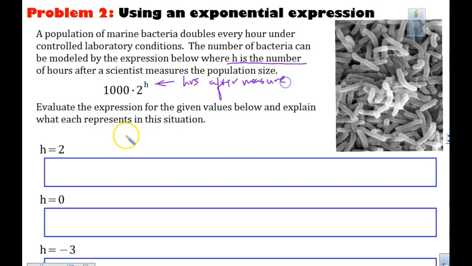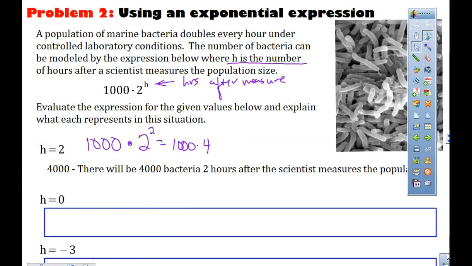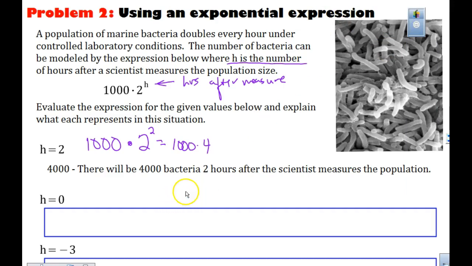So the question is, you have your calculators, hopefully still. 1,000 times 2 to the 2nd. That really means 1,000 times 4, right? What'd you get? We get 4,000, right? So, you probably didn't need a calculator. So 4,000, what does it mean? It means that there are 4,000 bacteria after 2 hours. Okay? So that's how quickly that bacteria is growing by doubling, right?